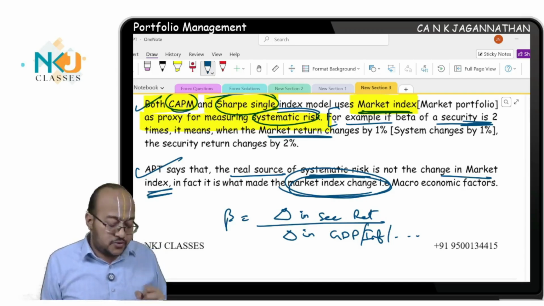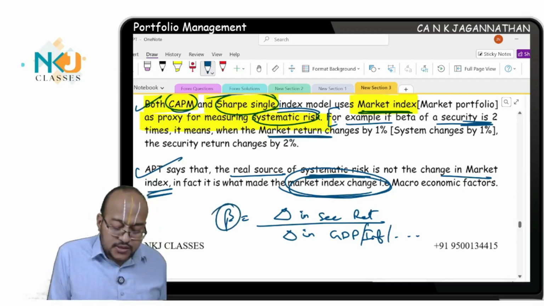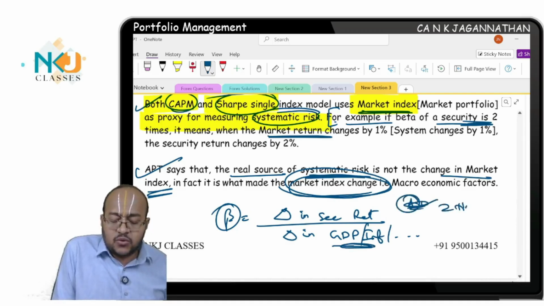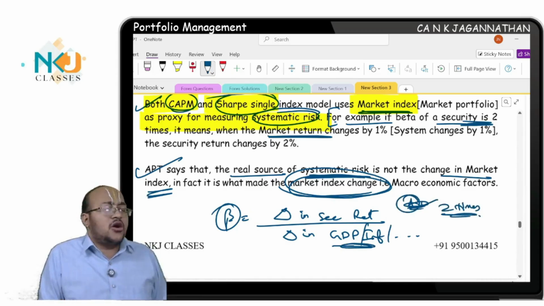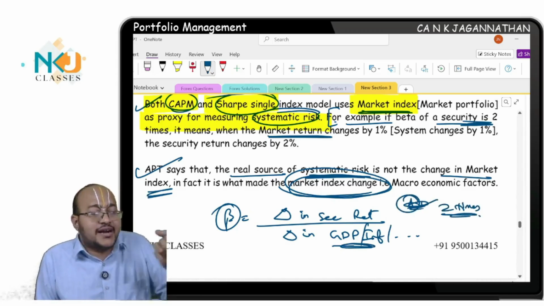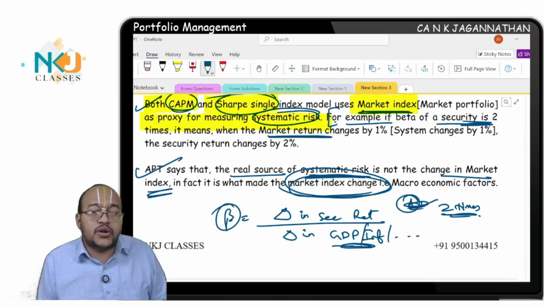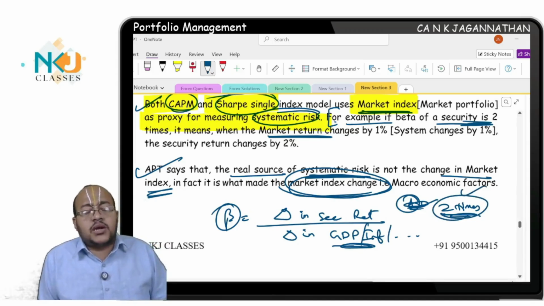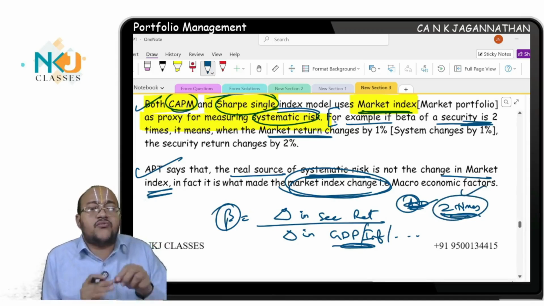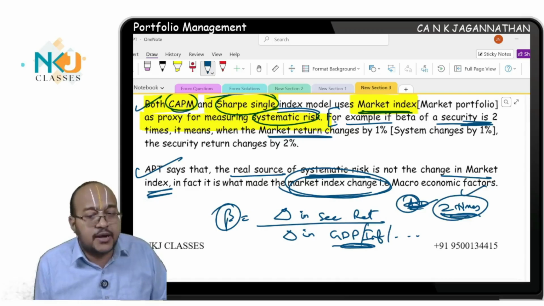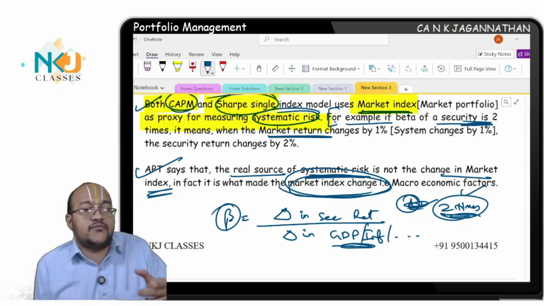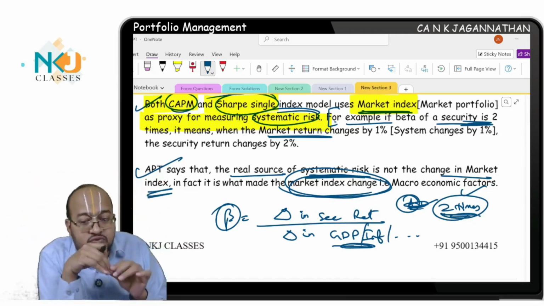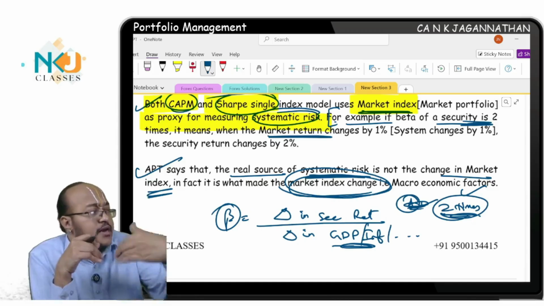Now comes the important observation. If you consider just the index, it will be 1 beta, which means beta could come to 2 times. What is the problem of taking the market index as the proxy? Assume you calculated beta as 2 times. Since the market is representative of all the other macroeconomic factors, you are trying to take 1 beta for all these different macroeconomic factors, which will affect each and every company in a different manner.